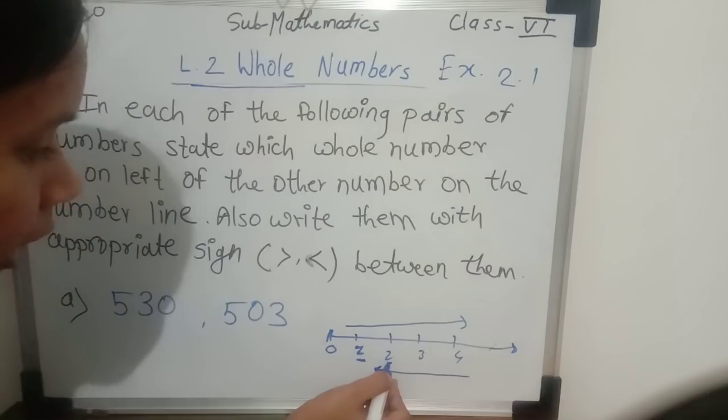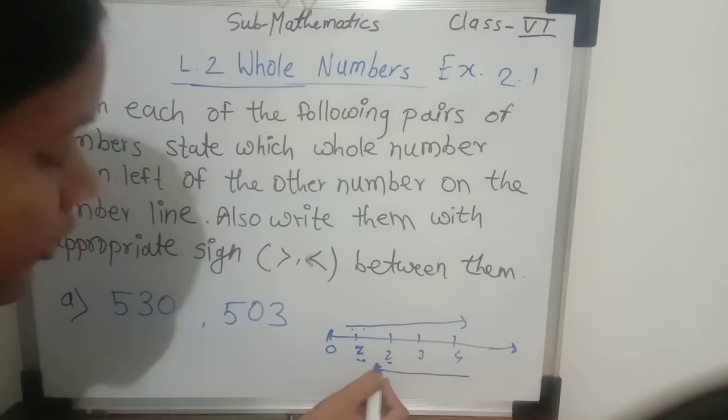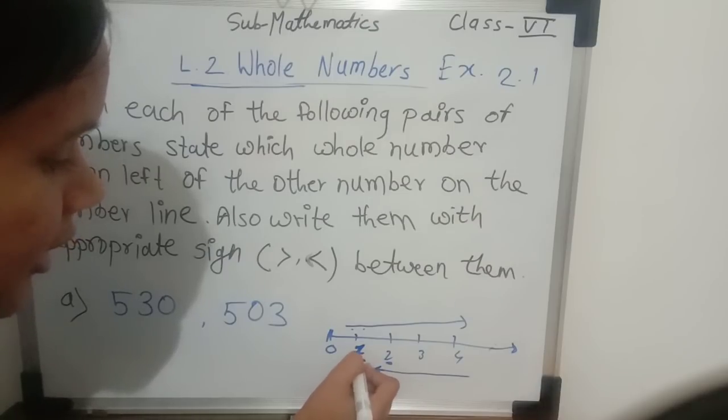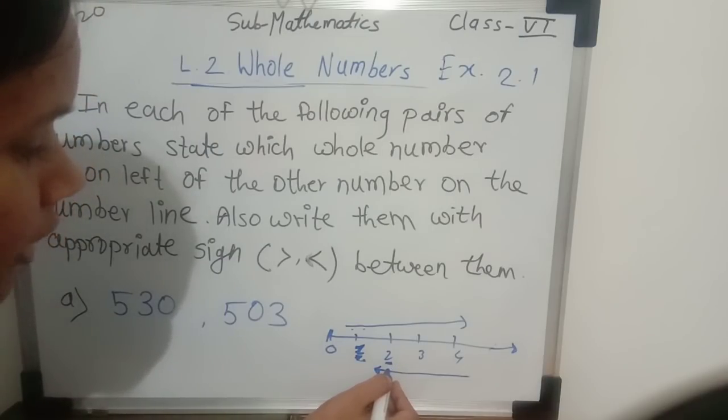As I told you, when you are moving from 0 to the right side, suppose 2 is the number and on the left side of the 2 is 1, so 1 is smaller than the 2. So whichever number they give you to compare, you have to find out on which side of the given number it lies. I mean, if that number is on the left side, then that number is smaller than the other number.